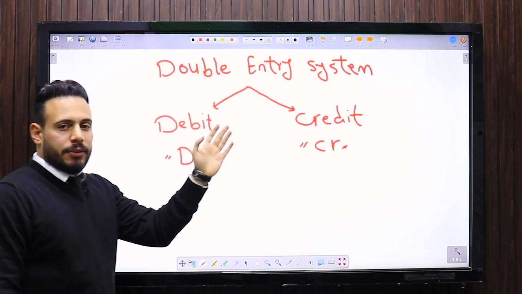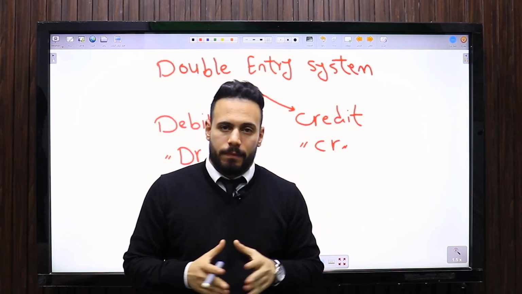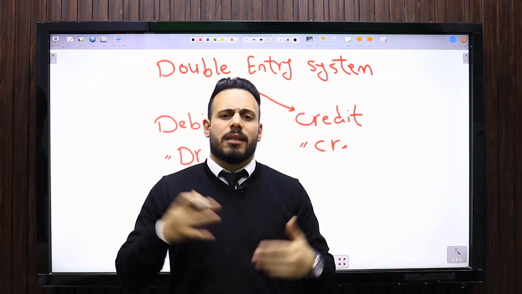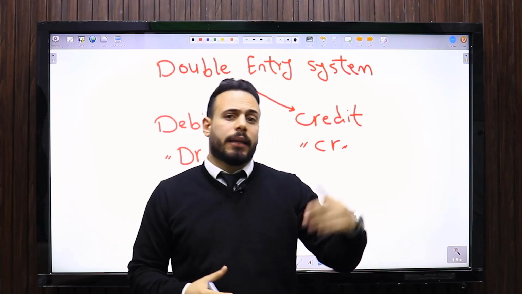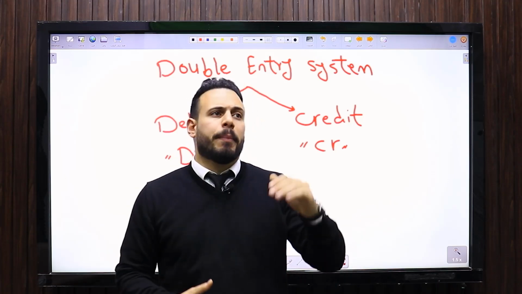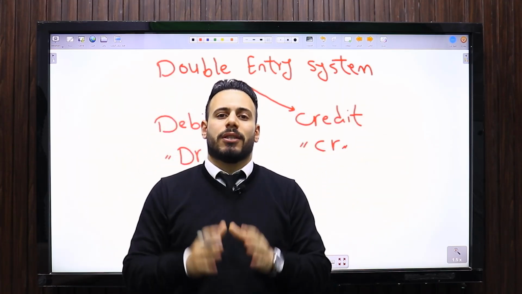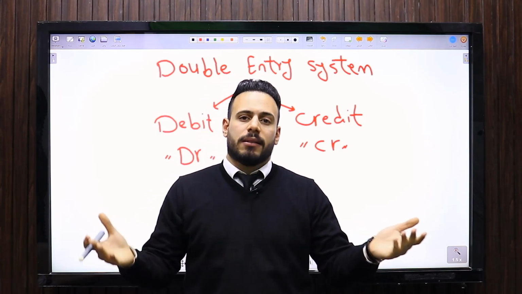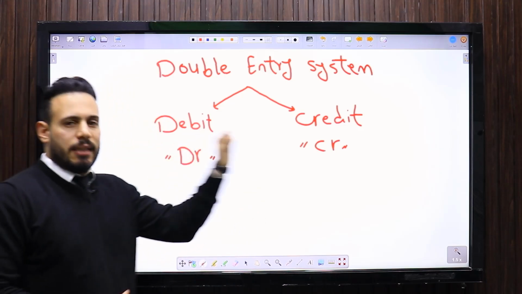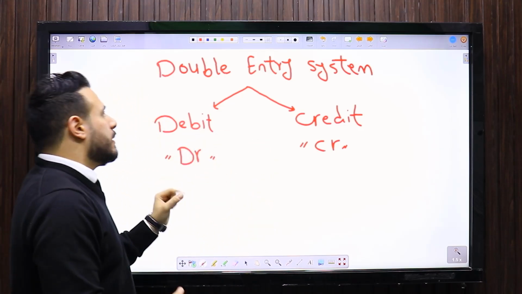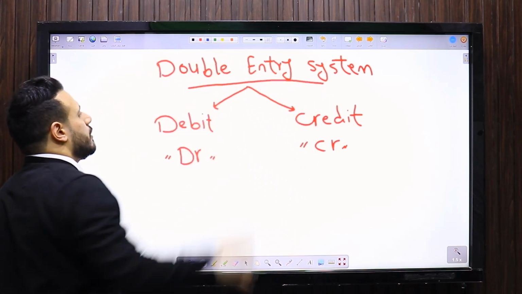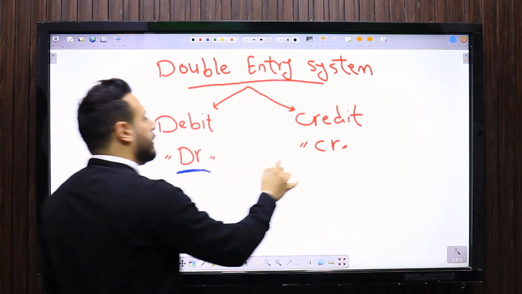Before I talk about the double entry system, I wanted to say something. Most companies have thousands of transactions per day. Transactions like the company purchasing equipment for cash, purchasing land on account, performing a service, or paying expenses. All of these are called transactions. So we want a system. Why do we want a system? We want a system to record these transactions in the company. The system is called the double entry system, and it consists of debit and credit.